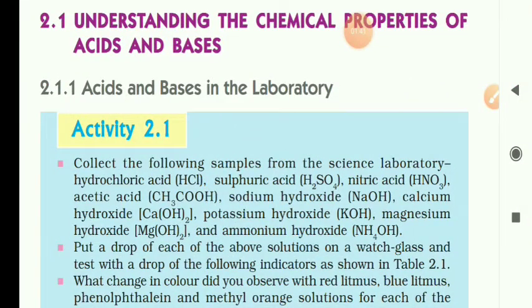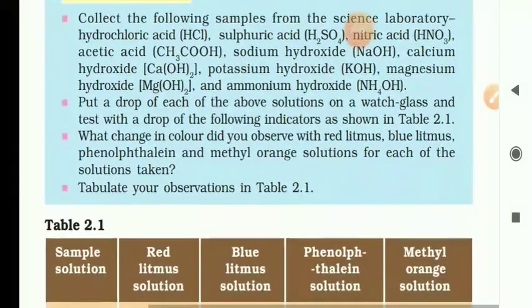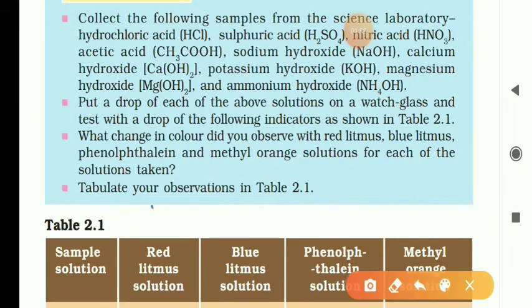Now put a drop of the above solution on a watch glass and test with a drop of the following indicators, as shown in figure 2.1. See the figure 2.1: red litmus solution, blue litmus solution, phenolphthalein and methyl orange. These are commonly used indicators. So what do you observe? What changes in color do you observe in these solutions?